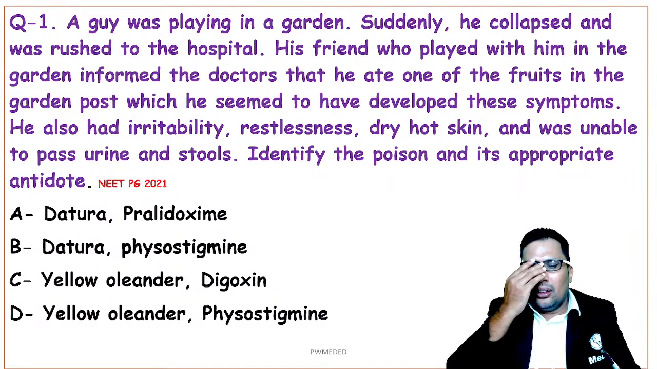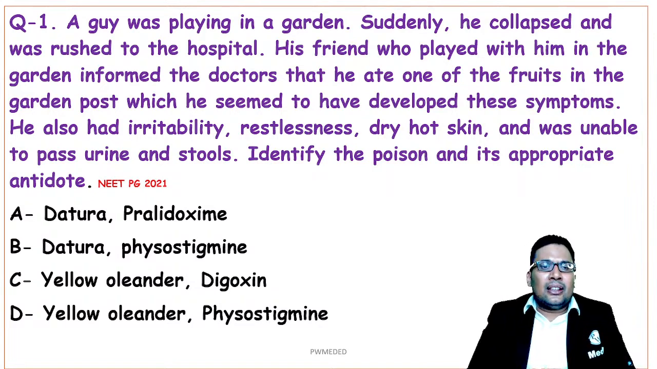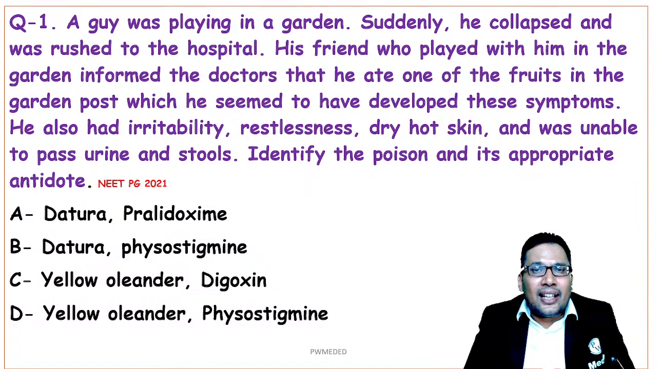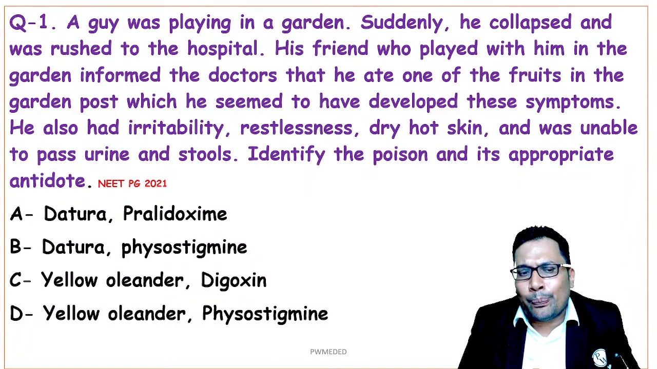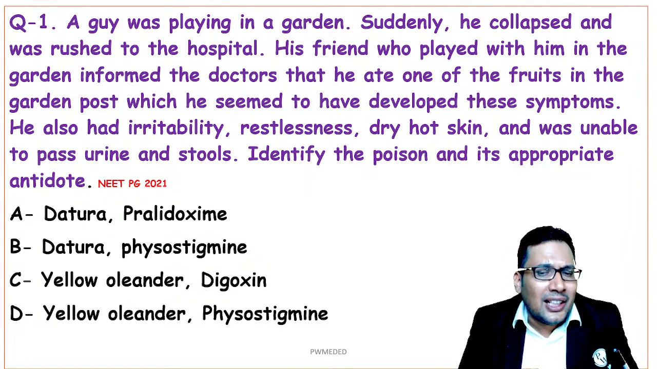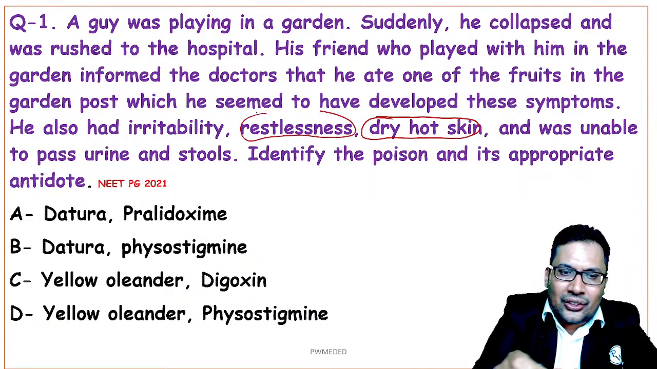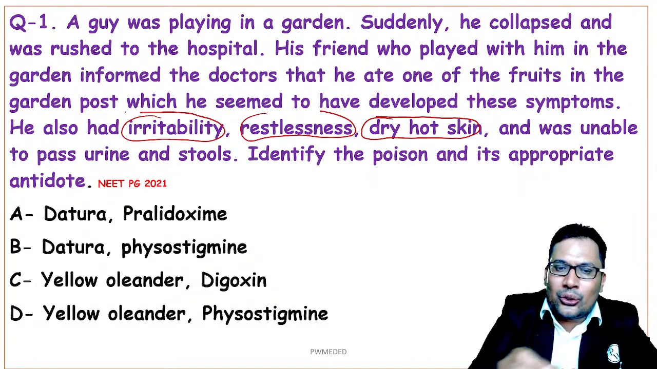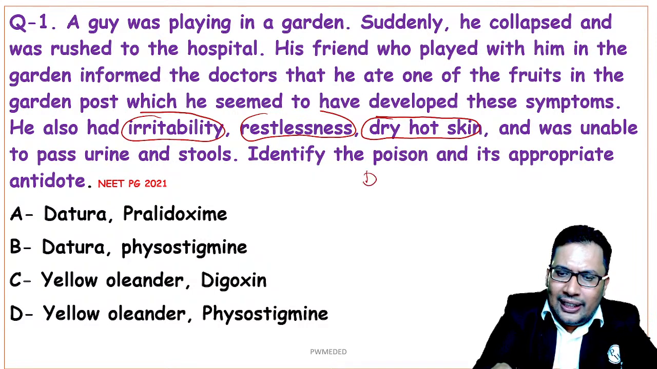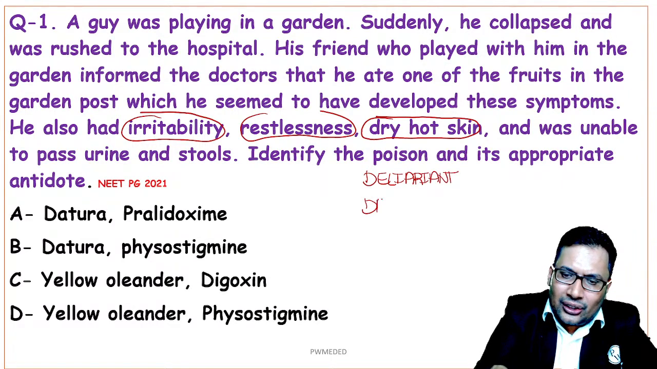He developed irritability, restlessness, dry hot skin, was unable to pass urine and stool. Identify the poison and appropriate antidote. See here, what I can see here: dry hot skin, restlessness, irritability. So all this goes in favor of a deliriant, and I go in favor of Datura poison.